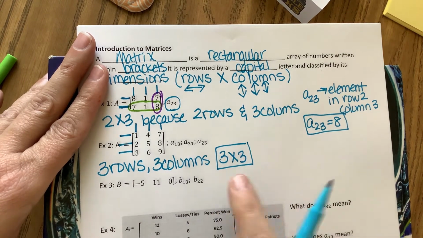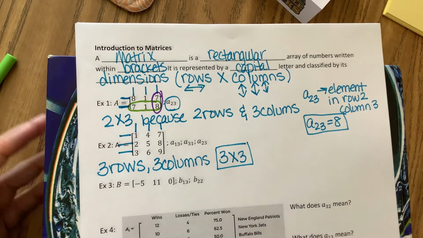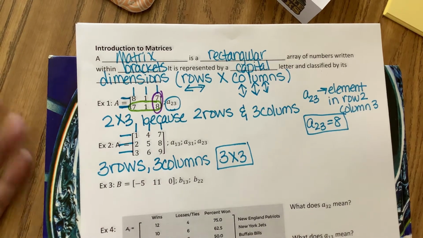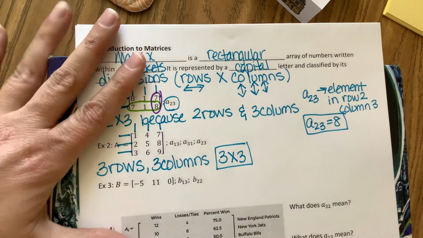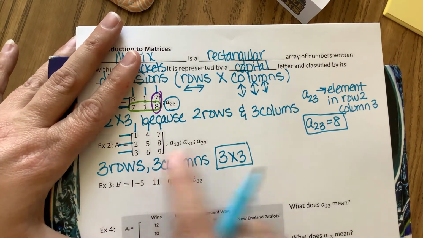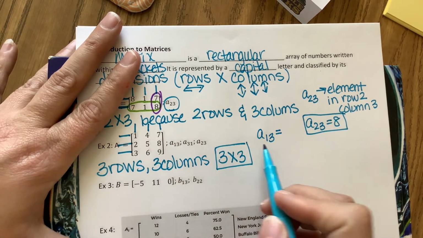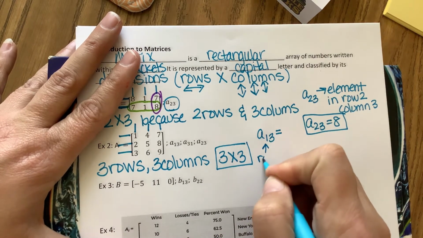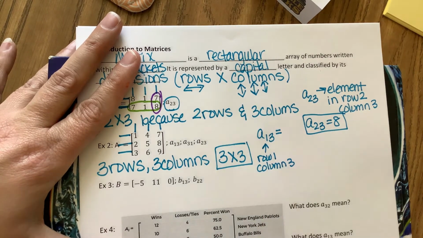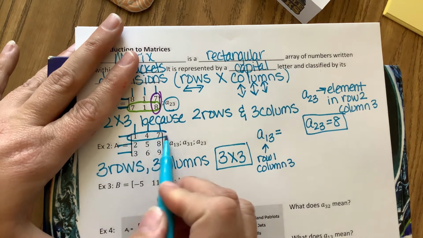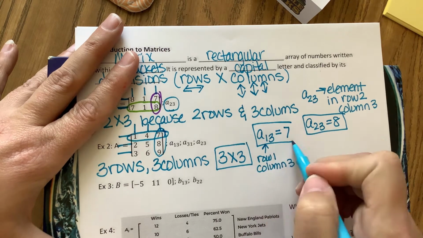So to write the dimensions, whatever the rows are, x, the columns. That x is just the word by. When we say 3x3, that's just that x. So it's a 3x3 matrix because there's 3 rows and 3 columns. Now we have to do all these elements. A13 means row 1, column 3. Row 1, column 3 is 7. There's A13.